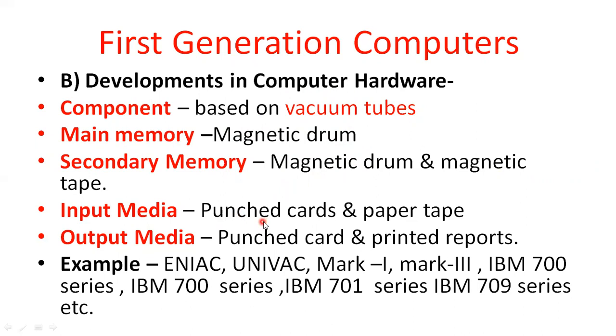Here the input media is punched cards. That means in place of a keyboard, they will use punched cards and paper tape. And then the output media: here the punched cards as well as the printed reports are the output. These are some of the examples of the first generation of computer, like the IBM 700 series.